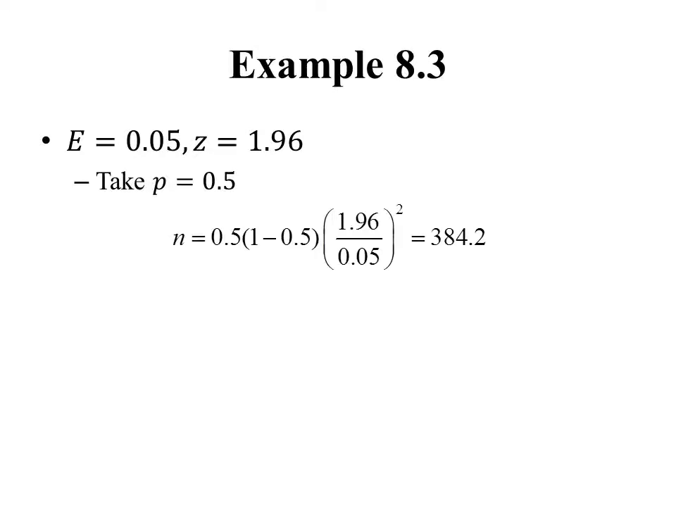And so now we need to plug stuff in. Here's p, 1 minus p, z divided by e, squared. We do that arithmetic and we get about 384.2. Now, what that means in practical terms is that we need to survey at least 385 students. Now in this example we're not going to take into account any sort of attrition, and that may not be a real issue in this problem because it's not a longitudinal study, it's just a point study. So there we go. That's our answer. We need to survey at least 385 students.